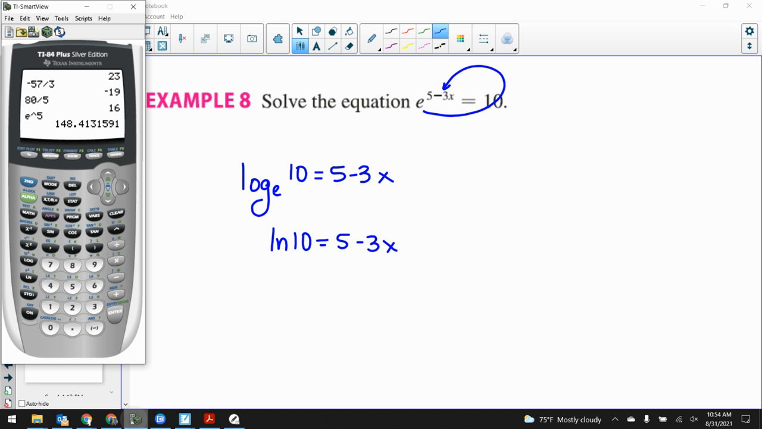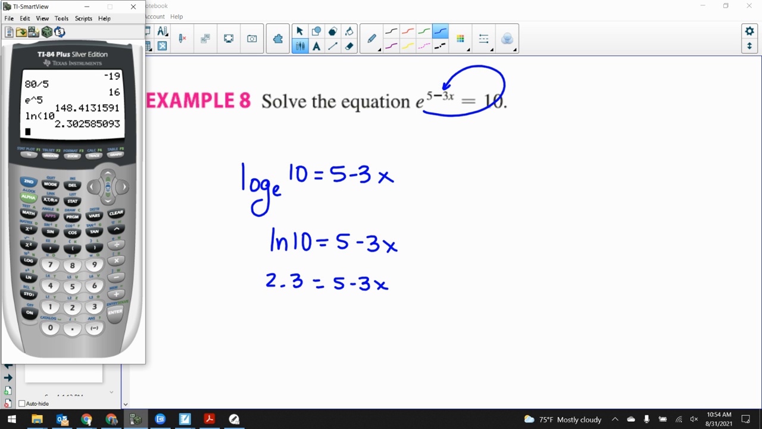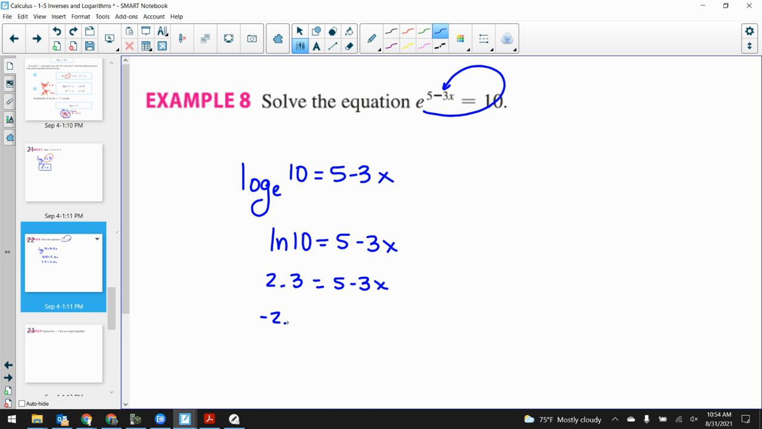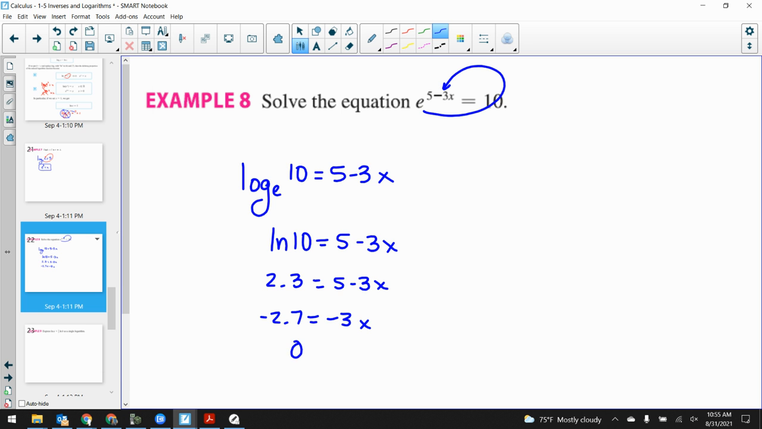I can just take ln of 10 in my calculator. It's pretty simple. 2.3, let's put it as a decimal. 2.3 is equal to 5 minus 3x, rounded. Subtract the 5. Negative 2.7. And we divide by negative 3. x is approximately 0.9.